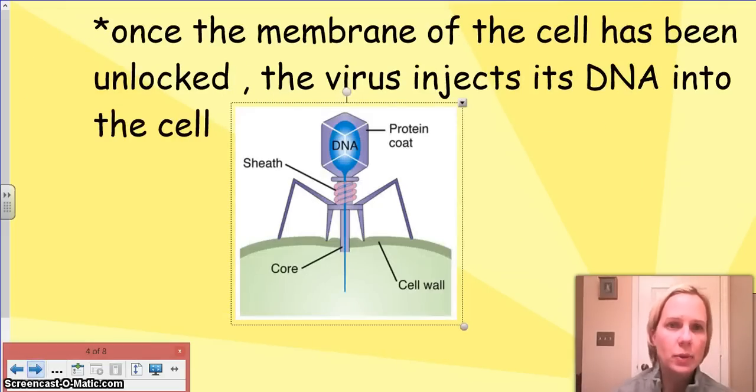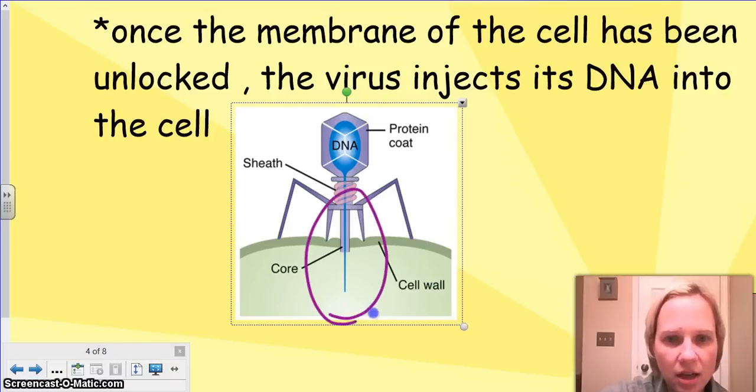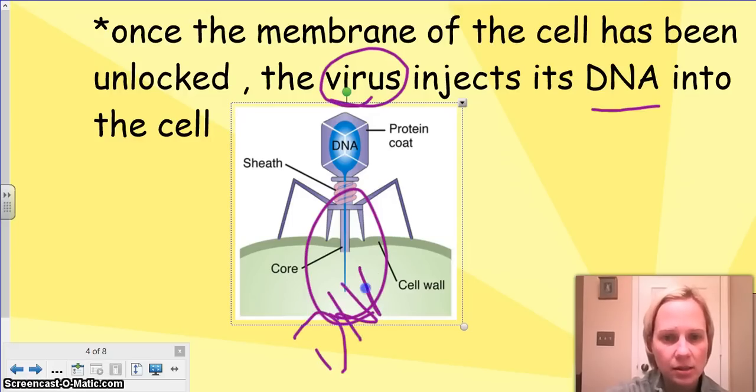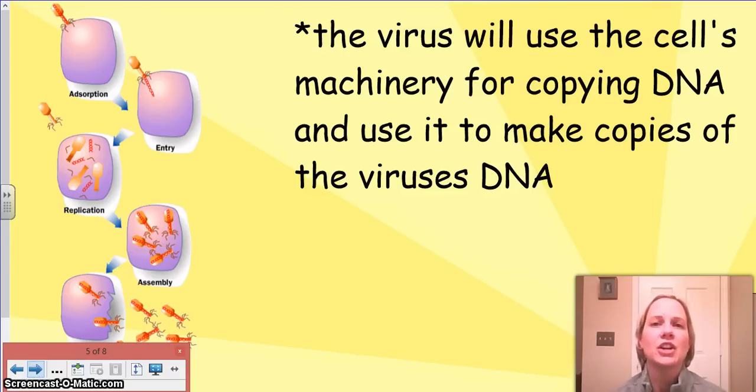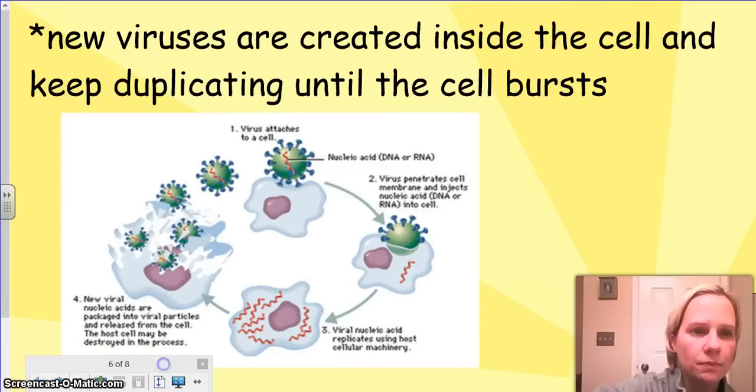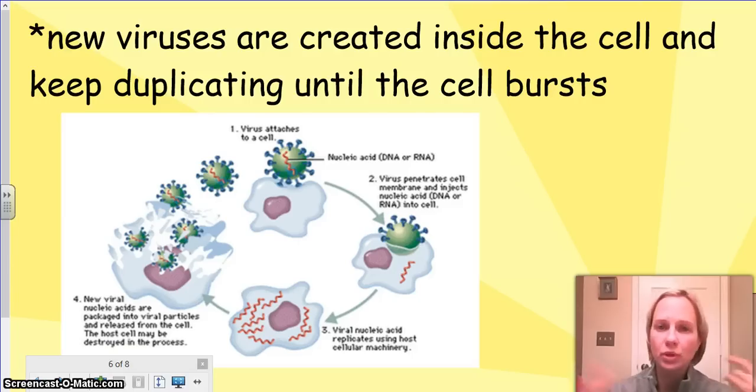Once the virus has unlocked that door, it takes its viral DNA and injects it into the cell. So the DNA is now inside the cell. The virus uses the cell to make copies. The virus doesn't have to make its own copies; it makes your cell do it for it. The cell makes more viruses, which keep duplicating and duplicating until the cell can no longer hold them, and then the cell bursts. And guess what? All of those viruses go off, find another cell, unlock that cell, and do it again.